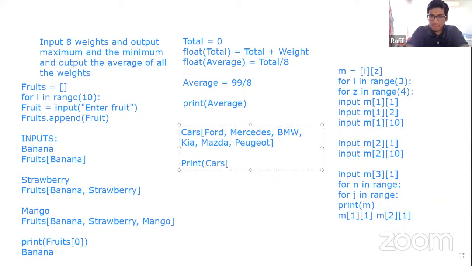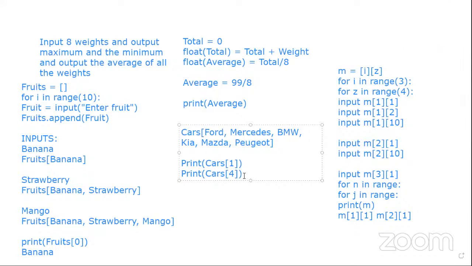All right, Rafi, Zaid, if I say print cars 1, what will this print from this array? Mercedes. Correct. And if I do print cars 4, what will this print? Mazda. Yep, Mazda. Great.